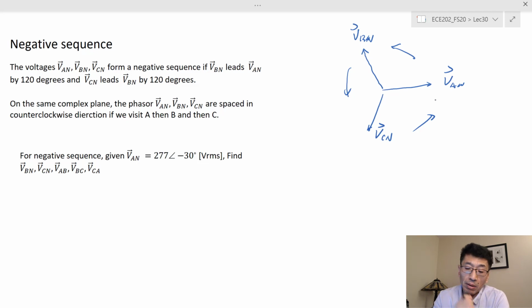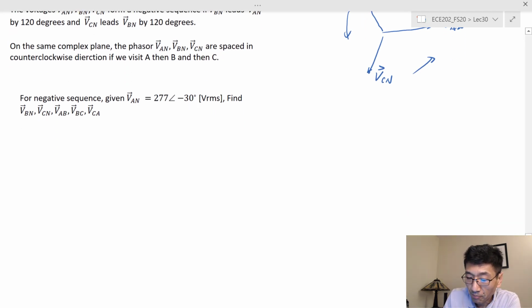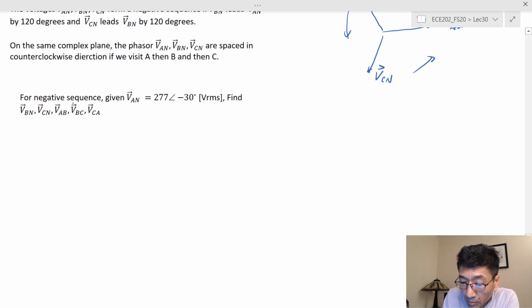And in the power system, typically the majority of the time we only have the positive sequence. If the system is unbalanced, we're going to have a negative sequence. So for this academic exercise, I give you only the negative sequence so you know how to calculate this. Okay, so let's see if we have a negative sequence.